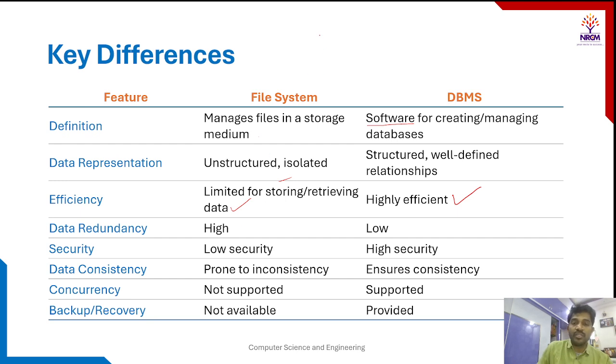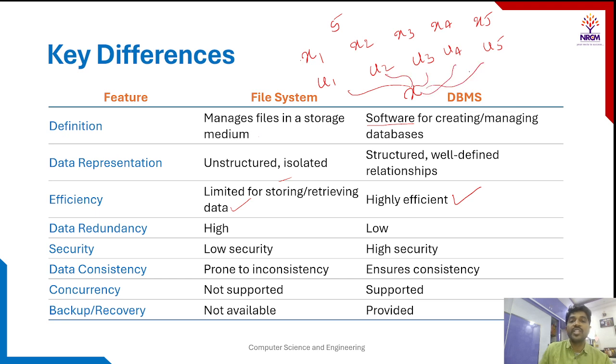For example, you need to give one file access to 5 members, right? Then you need to store this data in different locations: x1 location, x2 location, x3 location, x4 location, x5 location, right? These are user 1, user 2, user 3, user 4 and user 5. But what we are going to do in the DBMS, we will create one file, X file, and you are going to give access to all the users. That is the advantage of the DBMS, right?